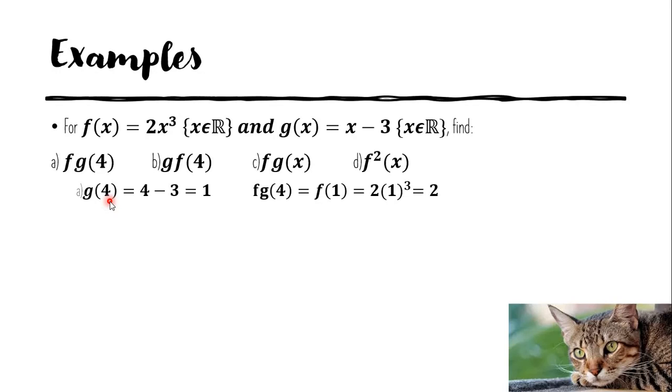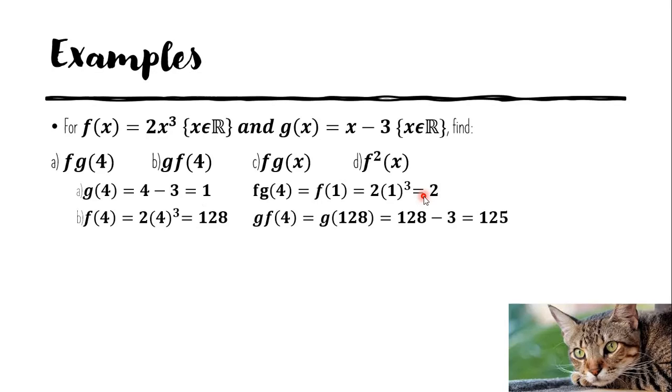So we'll do that one first. So g(4), to work that out, you replace all the x's with 4's. So you get 4 minus 3, and 4 minus 3, real easy, 1. We want f(g(4)), so we're going to put g(4) into f(x) now. So that means we're going to replace all the x's in f(x) with g(4), and we know g(4) is 1, so we replace all the x's in f(x) with 1, which is 2 lots of 1 cubed, which is 2. So that's the answer for a.